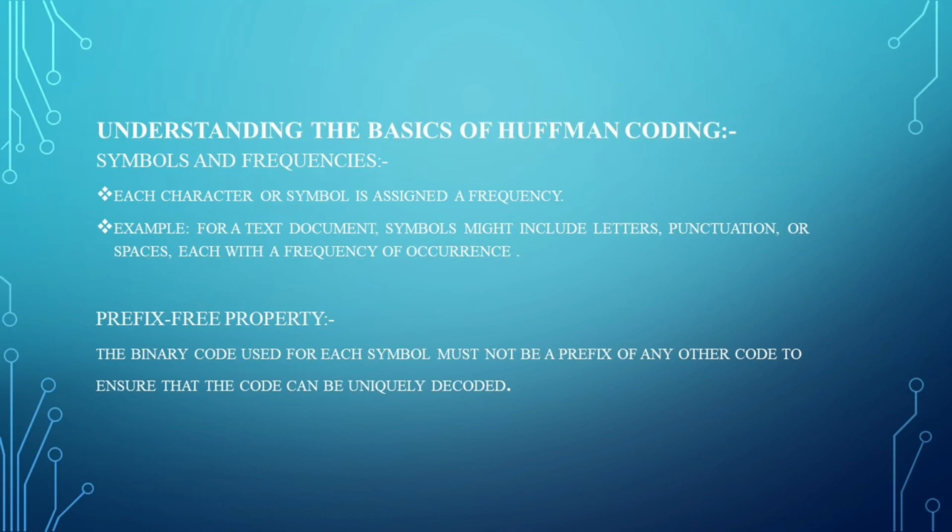Understanding the basics of Huffman coding. Symbols and frequencies. Each character or symbol is assigned a frequency. Example: for a text document, symbols might include letters, punctuation, or spaces, each with a frequency of occurrence. Prefix-free property. The binary code used for each symbol must not be a prefix of any other code to ensure that the code can be uniquely decoded.